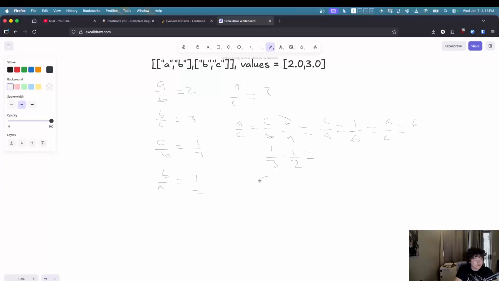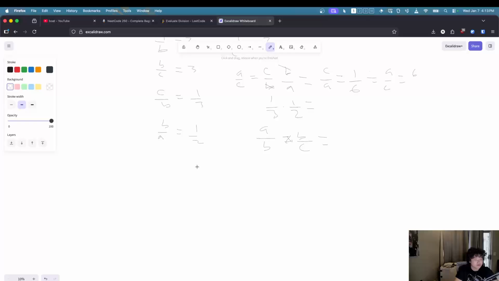Well, let me see this. We have A over B equals B over C, which is exactly what we want, which is the product of these two. Okay, so I get the graph now.